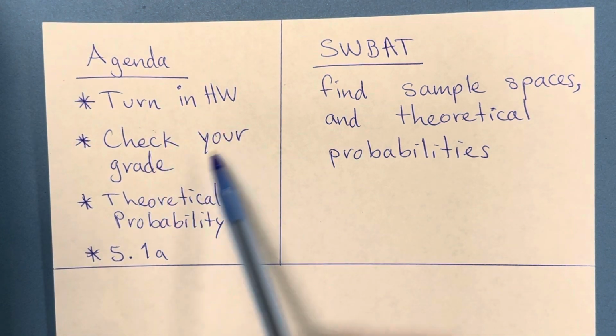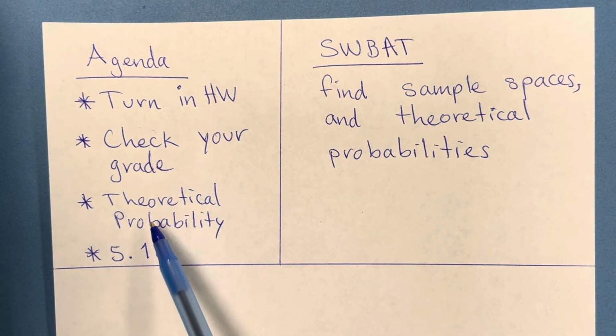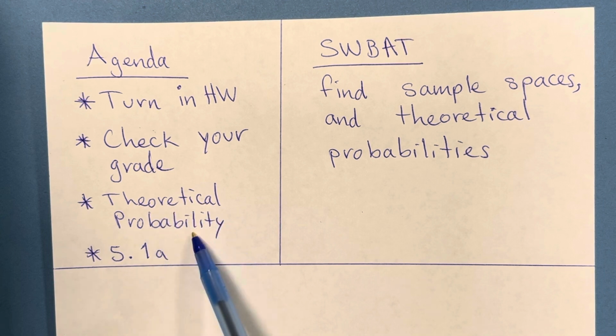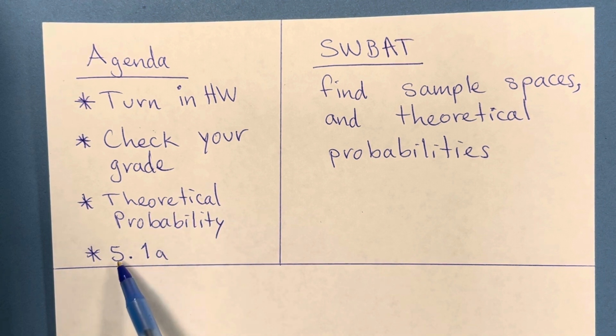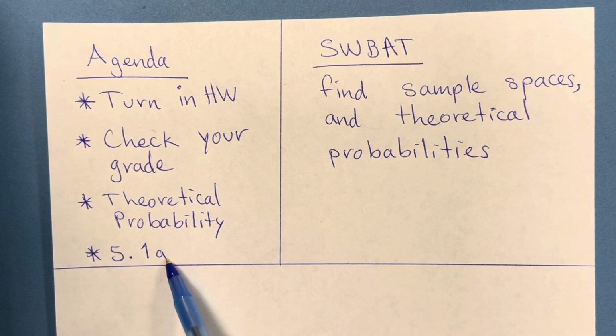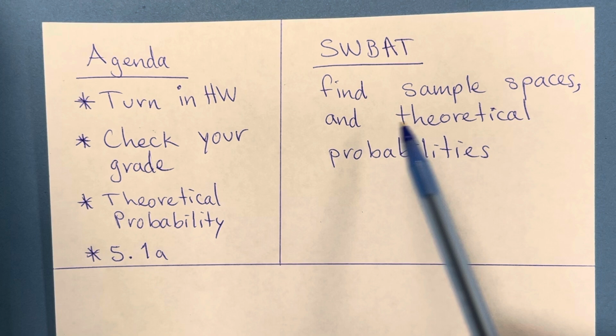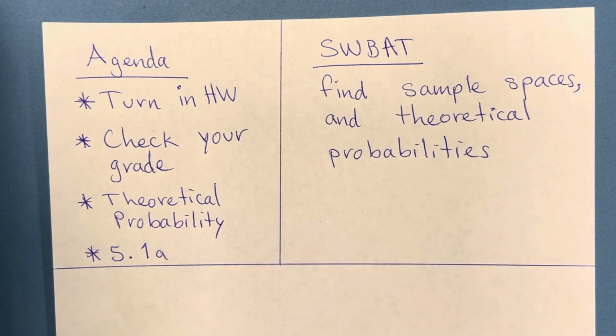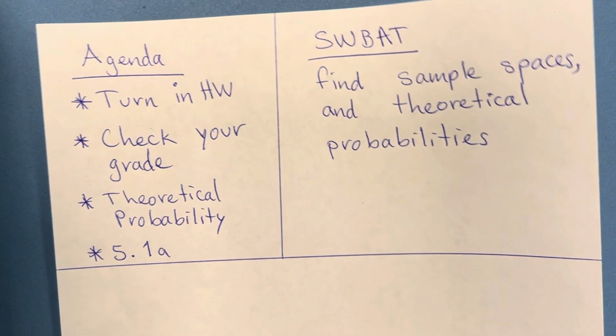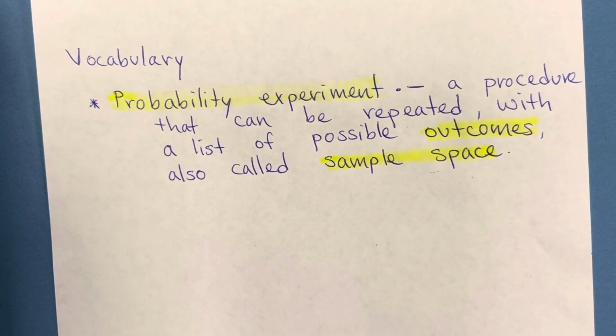You will be checking your grade to make sure that it's accurate, and we'll learn about theoretical probability. Today you will be able to work on 5.1a. Today students will be able to find sample spaces and theoretical probabilities. But before we do that, we need to review some vocabulary.